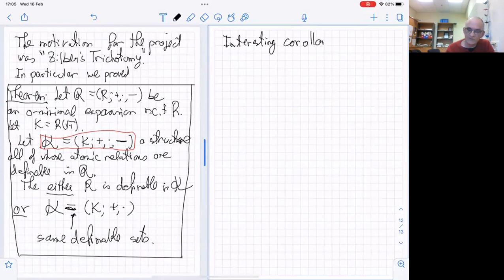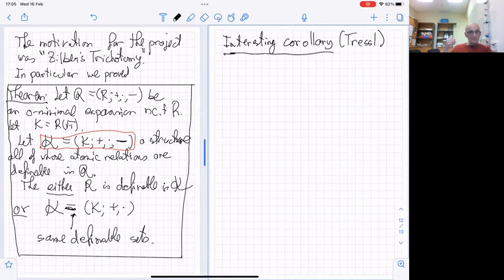And this was pointed out to us by Marcus Tressel. Let's go back. It goes back to the issue of if you start with an algebraically closed field of characteristic 0, what can you say about this maximal real closed subfield?